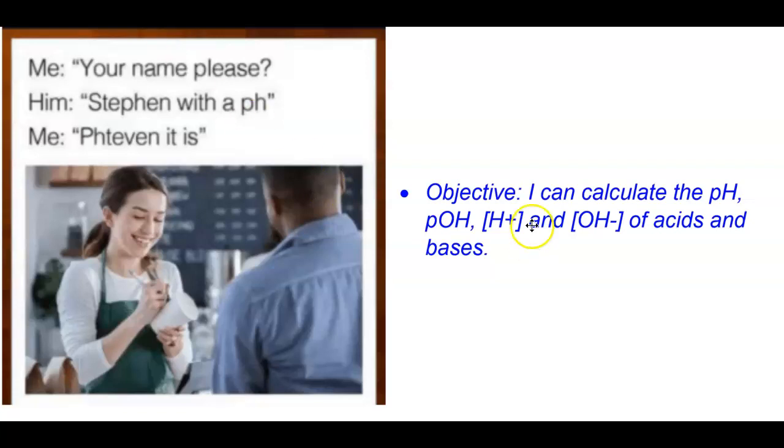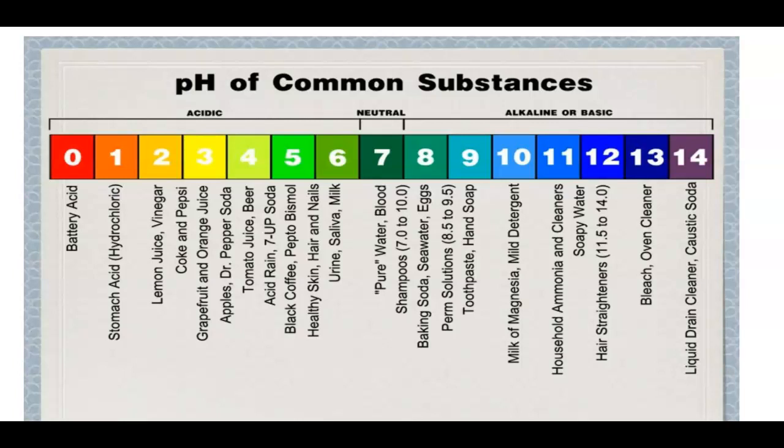This video is going to cover the objective of calculating pH, pOH, hydrogen, and hydroxide concentrations of acids and bases. So remember that pH represents the power of hydrogen. The more hydrogen, the more acidic your substance is, and so it'll have a low pH, less than 7. If you have a neutral pH, then that's going to be equal to 7, and then a pH of greater than 7 is going to be basic, which would have a low hydrogen concentration.